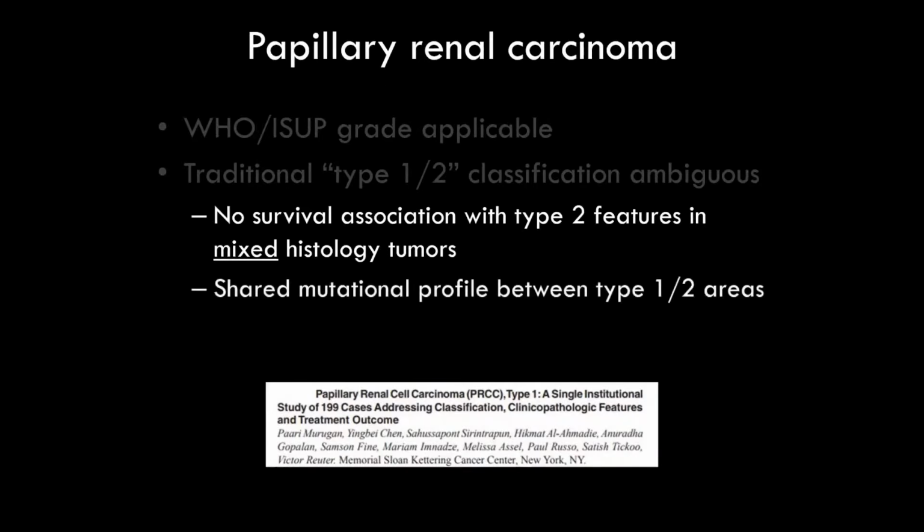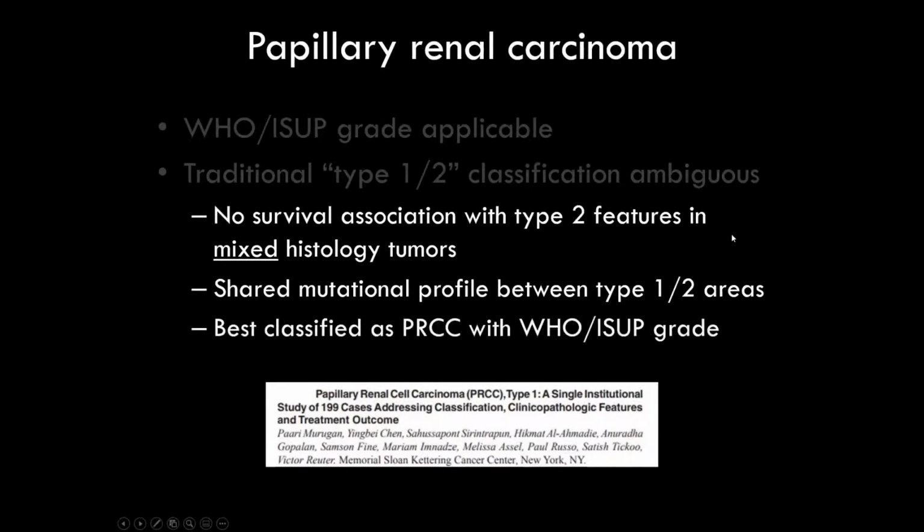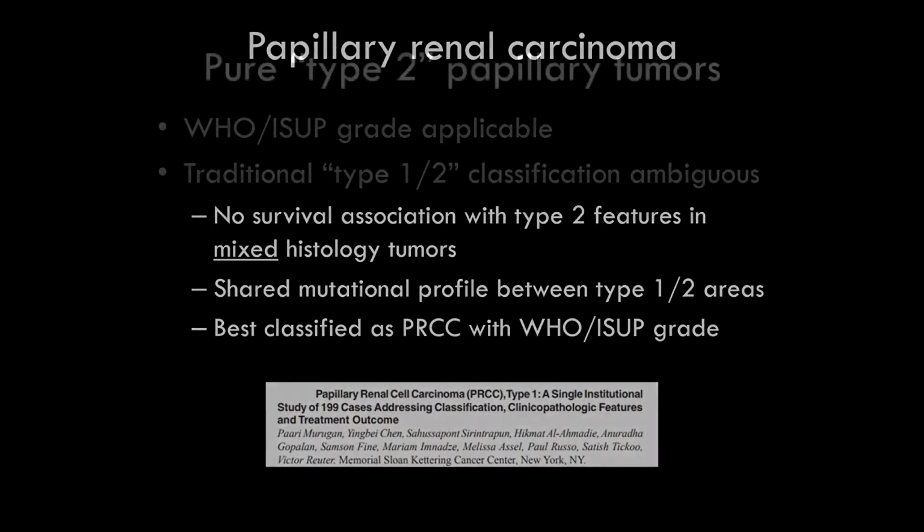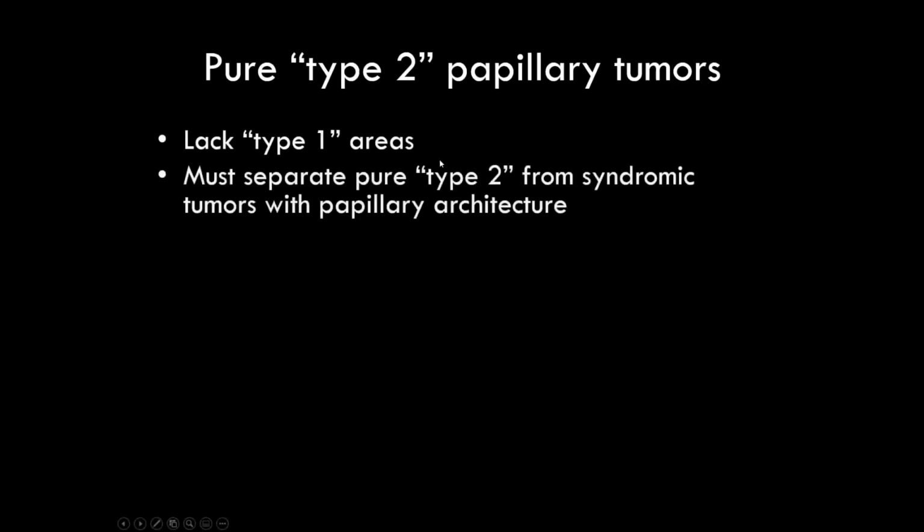And we also found that there was a shared mutational profile between the type 1 and type 2 areas. So as of now, these tumors with mixed features, if you see type 1 like areas anywhere, are best classified just as PRCC and assigned the WHO ISUP grade. So then what about papillary tumors that are purely type 2? What if you don't see any type 1 areas at all? So these, by definition, lack the type 1 areas.